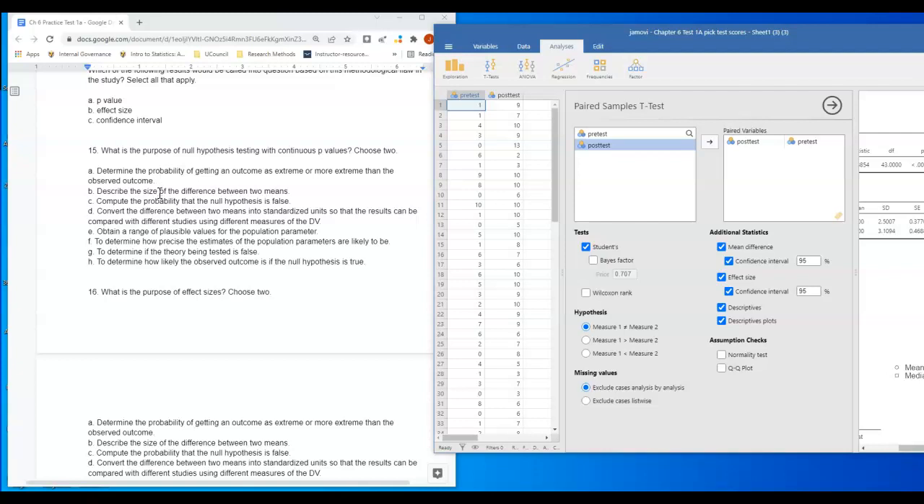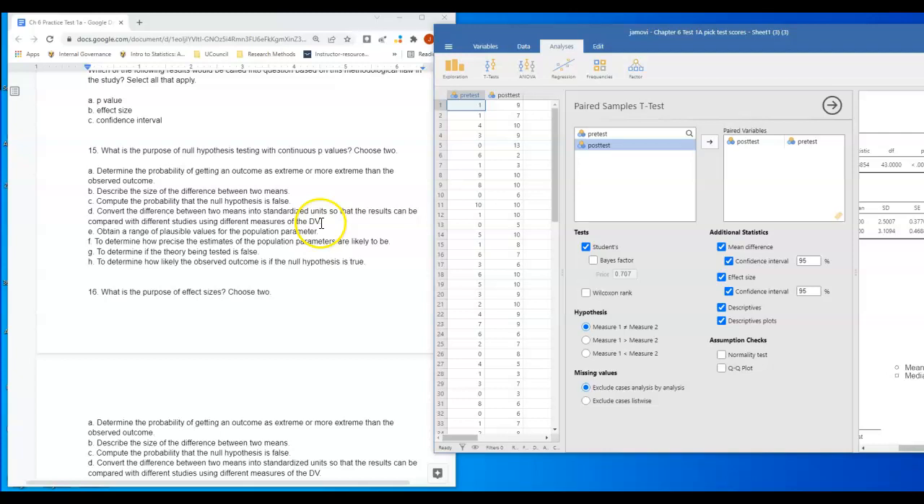B, describe the size of the difference between two means. That is not true for the p-value. This is what you do with effect sizes. C, compute the probability that the null hypothesis is false. We are never trying to figure out if the null hypothesis is false. What we're checking to see is if our data are compatible with the null.